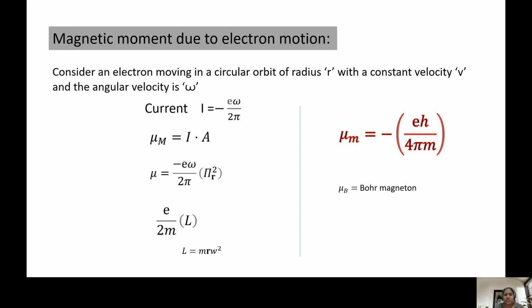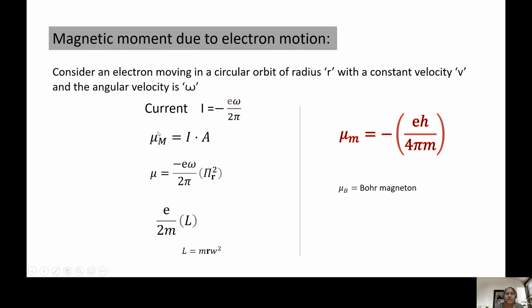So we'll discuss a few equations. Consider an electron moving in a circular orbit of radius r with a constant velocity v and angular velocity omega. We know that moving charges will produce electricity. The current produced due to the motion of the electron can be written as e upon T, where the time period T is 2 pi upon omega. The total equation becomes I is equal to e omega upon 2 pi.